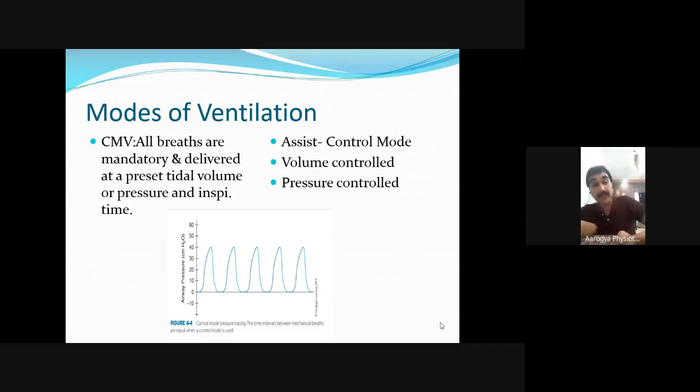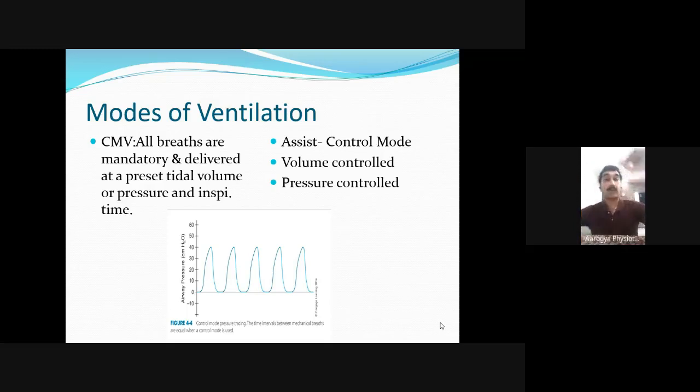But if the condition of the patient deteriorates, say because of any reason, and the breath frequency comes down to 10 or less, then the ventilator will trigger. The ventilator will maintain at least 10 breaths per minute, as you have set 10 as the breath frequency. So this is how the assist control mode works.